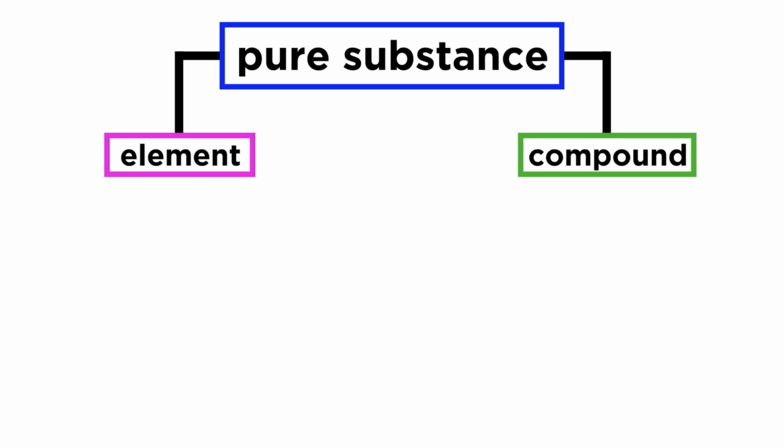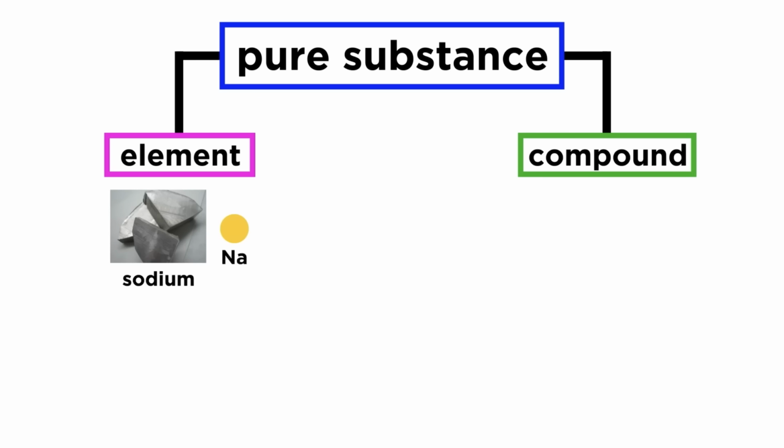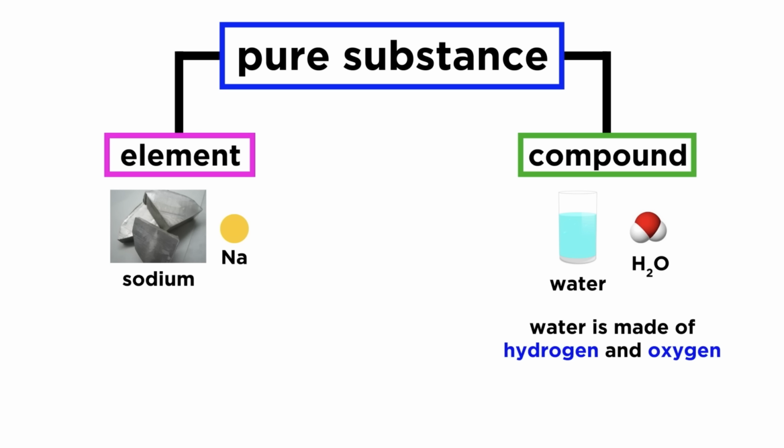A pure substance can be an element or compound. If we have a block of sodium metal, which is an element, that's a pure substance, because it is made of just one thing, sodium atoms. If we have a sample of water, which is a compound, that's a pure substance because it is also made of just one thing, water molecules. Each water molecule has more than one element in it, hydrogen and oxygen, but it is still a water molecule, and the properties of water molecules are what determine the macroscopic properties of water.